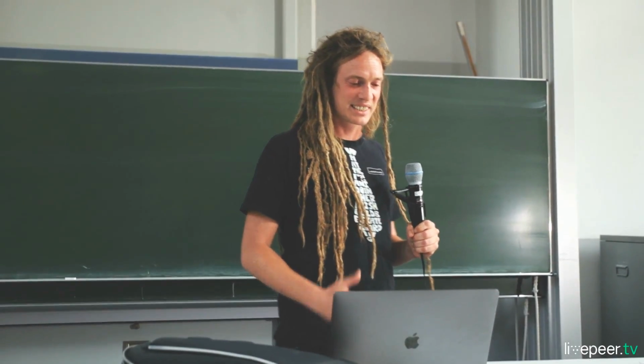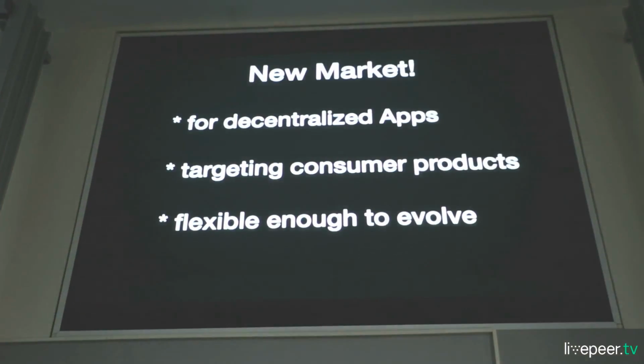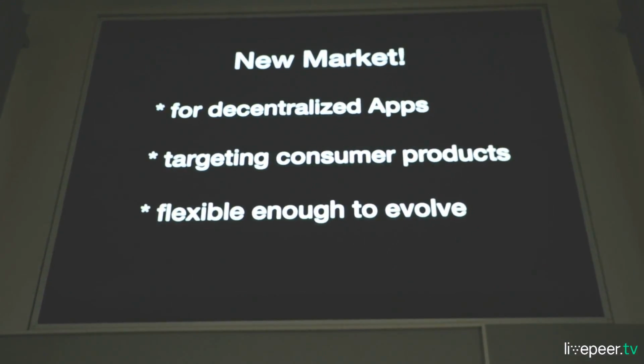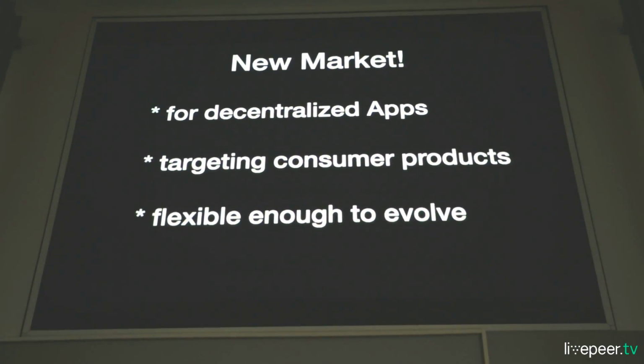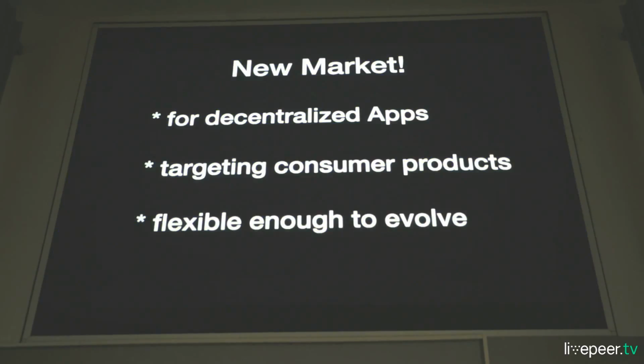But what it really does is create a new market for decentralized applications that first need a decentralized infrastructure to not lose their habits, right? And also to have a dramatic cost decrease here.